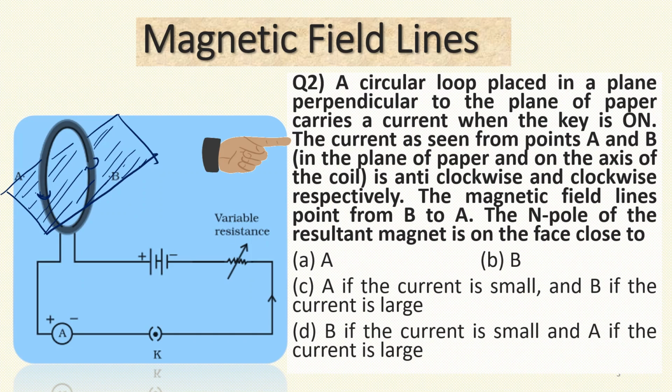The current as seen from point A and B in the plane of paper on the axis of the coil. The current seen from point A is in the anti-clockwise direction. Where is point A? Here is your point A. When it is seen from there, it is anti-clockwise direction. And when it is seen from B side, it is clockwise respectively. The magnetic field lines point from B to A. So the magnetic field lines are pointing from B towards A. So this is the direction of magnetic field lines, B to A.